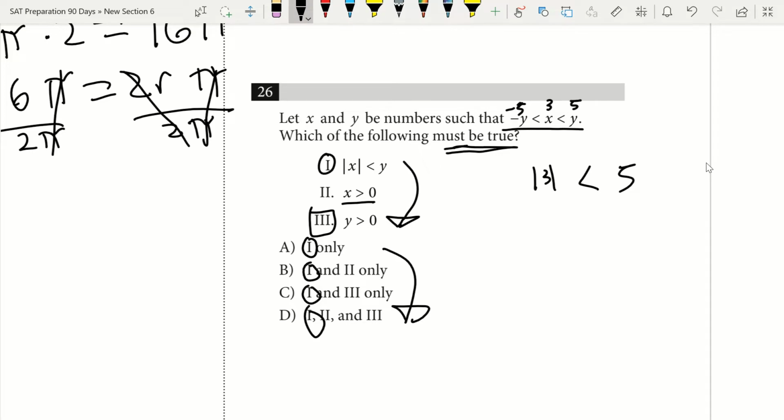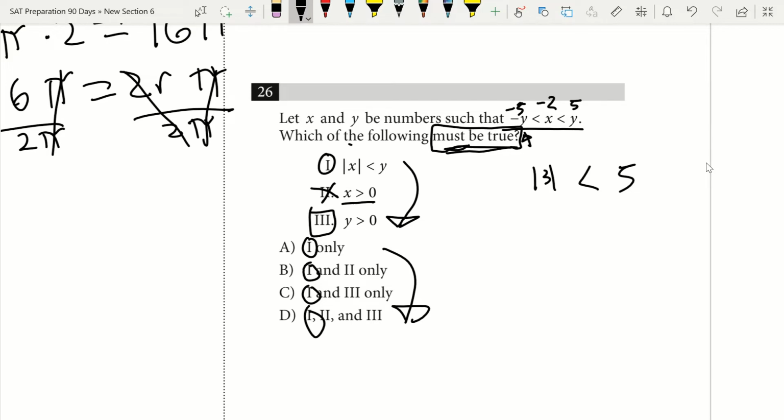All right, so as far as whether or not x has to be greater than 0, it can be greater than 0, but it doesn't have to be, and here's why. If we were to take this out and plug in negative 2, does this still work? It does, right? 5 is still greater than negative 2, and negative 2 is still greater than negative 5. So we see x doesn't have to be positive there. So 2 does not have to be true. Keep in mind it says must be true. Okay, what has to be true?